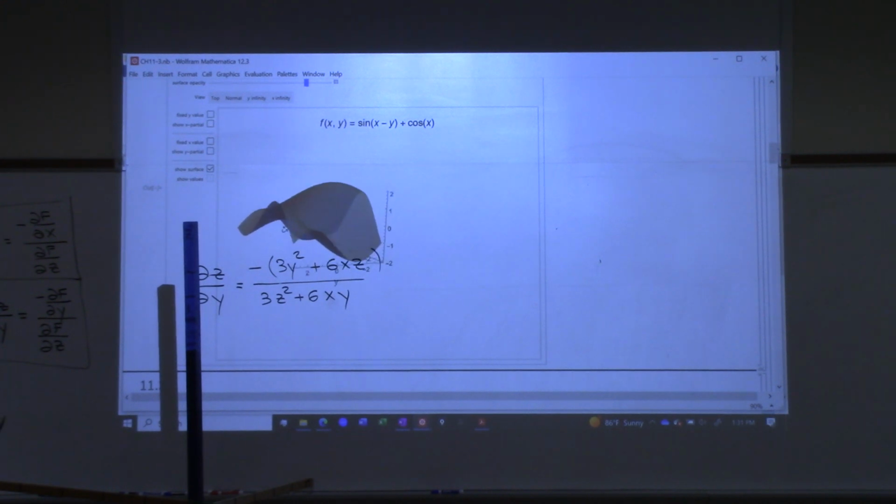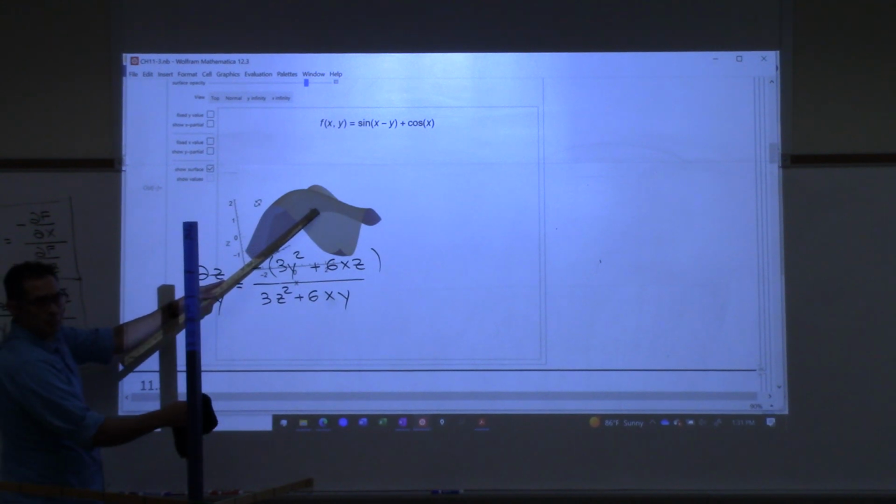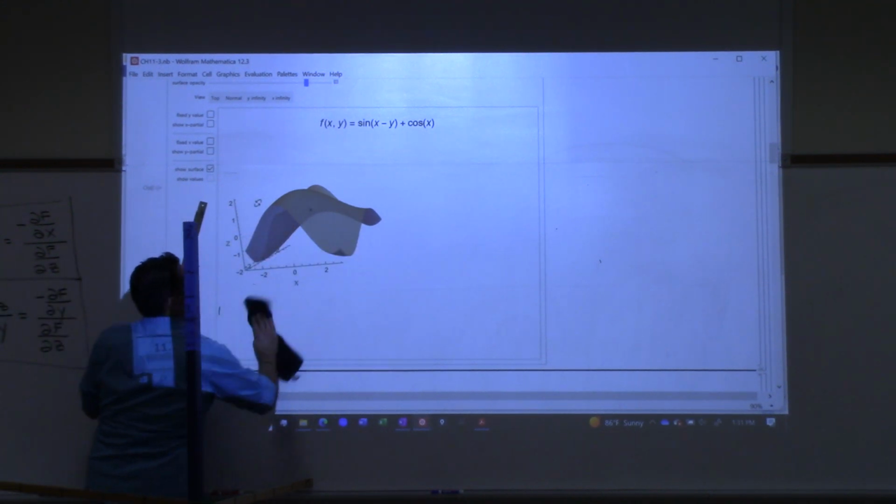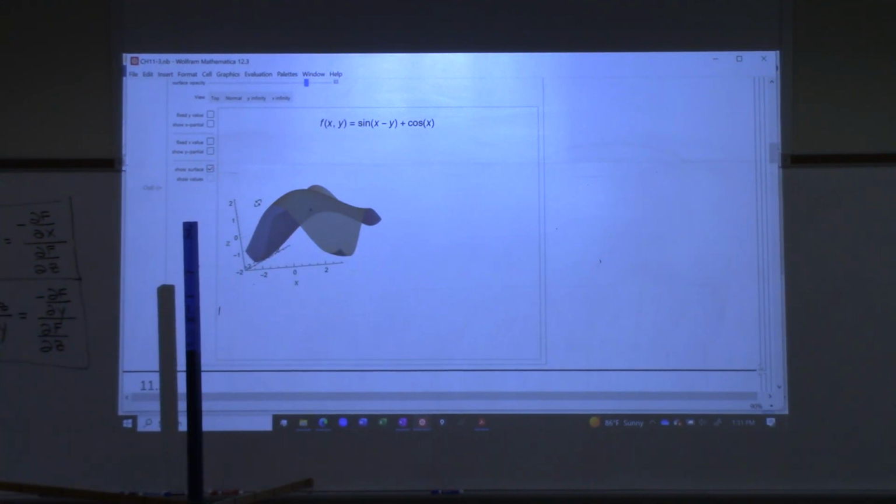We have a surface. We have a point on that surface. Can you all see the point right there? Okay. And what we're going to do is we're going to hold our y value. Let's fix the y value first. If I fix the y value, hold it constant, then I'm taking the partial with respect to x. If I do that, I'm slicing through with the plane.